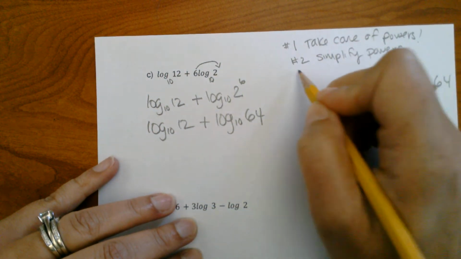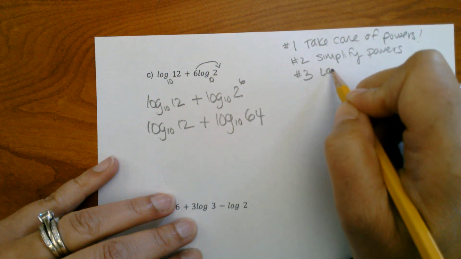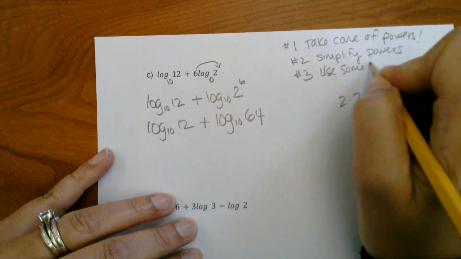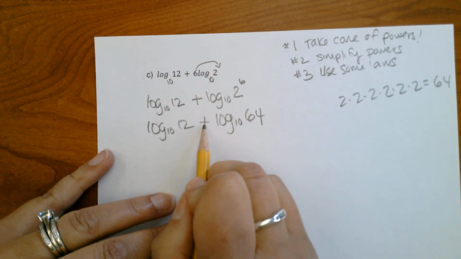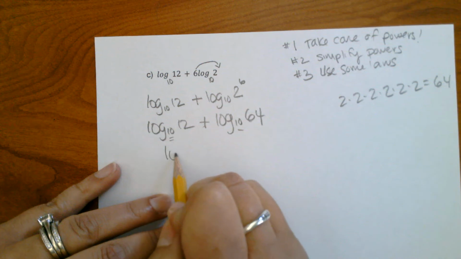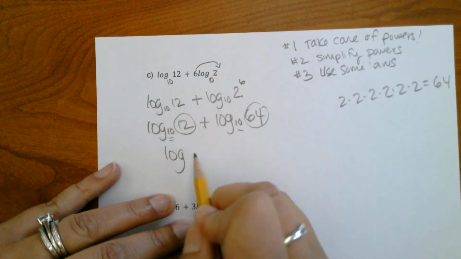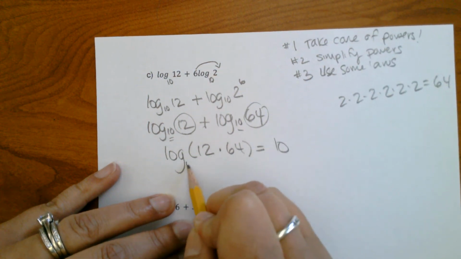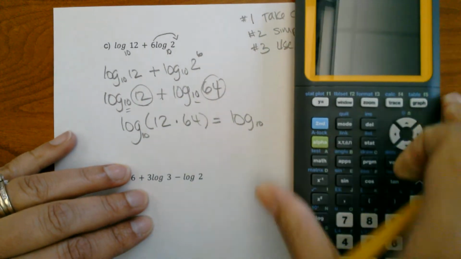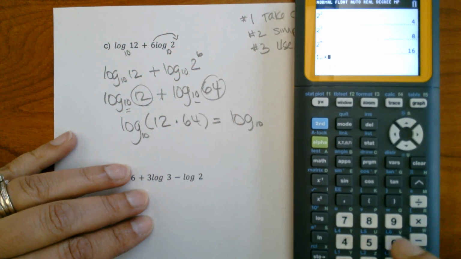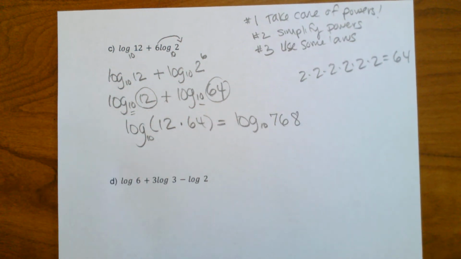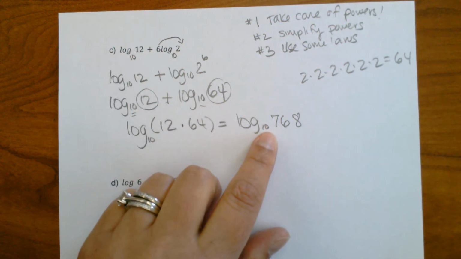Okay, next, number 3, we're going to look to our laws. Use a law. All right, what are we doing here? We're adding. We have the same base. When we're adding, what do we do with these numbers? Absolutely right. We're going to multiply. 12 times 64. So we have a log base 10 of 12 times 64, which is 768. Perfect. Yay, single logarithm. Remember, we're going from an expanded version down to a contracted version, and that's how we started our lesson.